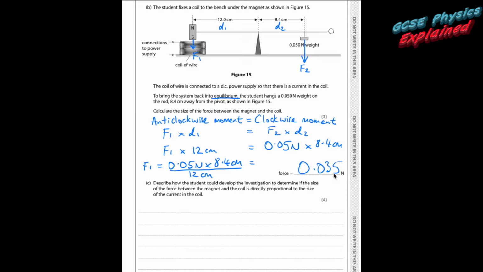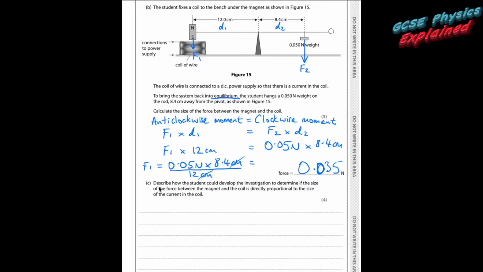0.035 newtons. You didn't have to convert the centimetres into metres. As long as they're both centimetres on both sides, they'll end up cancelling out to leave just the newtons.